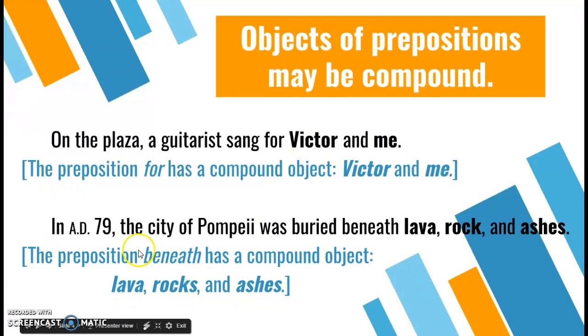In the next one, we have three. In AD 79, the city of Pompeii was buried beneath lava, rock, and ashes. Beneath is our preposition. Beneath what? All three of these things. So lava, rock, ashes are all our objects of the preposition.